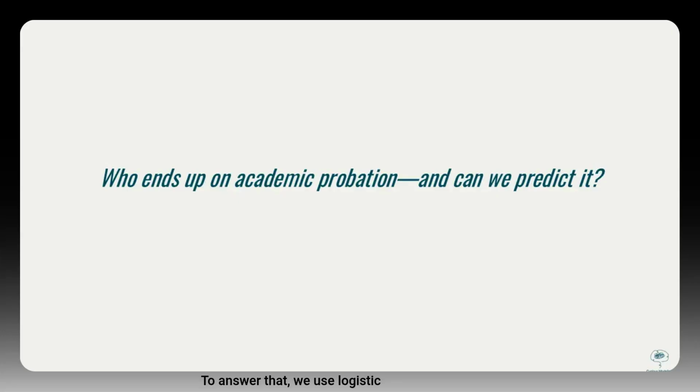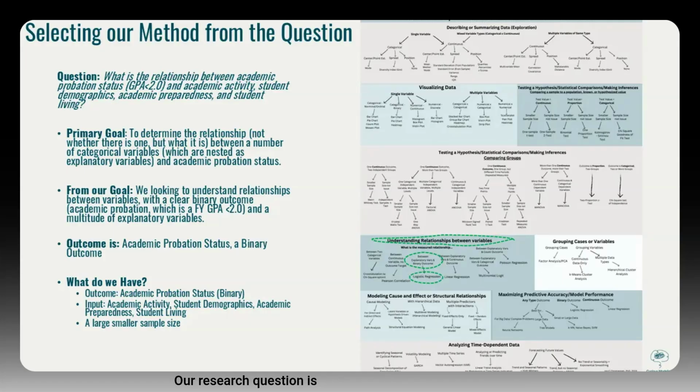To answer that, we use logistic regression because now we're predicting a yes or no outcome. Our research question is, what factors increase or decrease the chances that a student ends up on academic probation after their first year? We've got a binary outcome, which is GPA below or above 2.0, but specifically here, GPA below 2.0, yes or no. A rich mix of predictors like standardized test scores, demographics, academic engagement, and living status. This makes a great case for logistic regression.